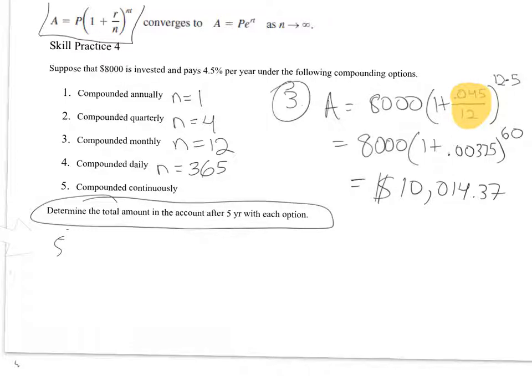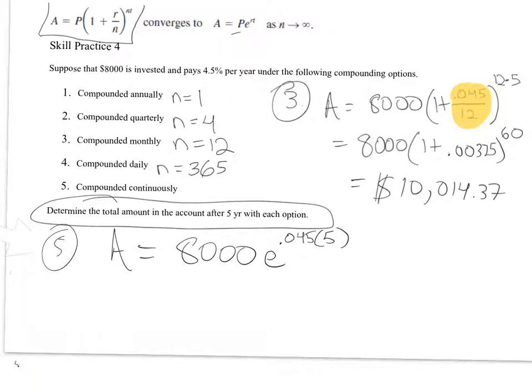So for problem number 5, we're looking for that final amount if we start again with $8,000 invested. That's our P. E is our constant, right? We talked about that number, 2.718. And we're raising that to the power of R, which in this case is 4.5%. So we have 0.045. And you're going to multiply that times the number of years, and in this situation, we said that is 5 years.